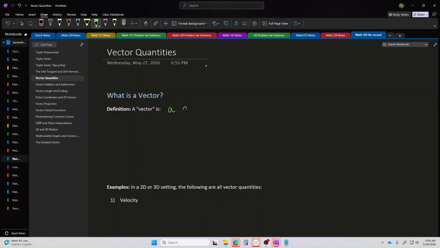A vector is a quantity that consists of a number referred to as the magnitude or the length of the vector, as well as an associated direction.